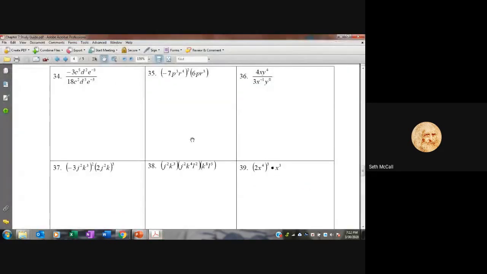Now, these last ones actually are, some of these are tricky. They're definitely the hardest ones in the packet because they're at the end of the section. So let's look at the first one now. If we're looking at this first one, it's a fraction. And as I said in the previous video, anytime you have fractions, you always want to look at the numerator first and the denominator second, separately.